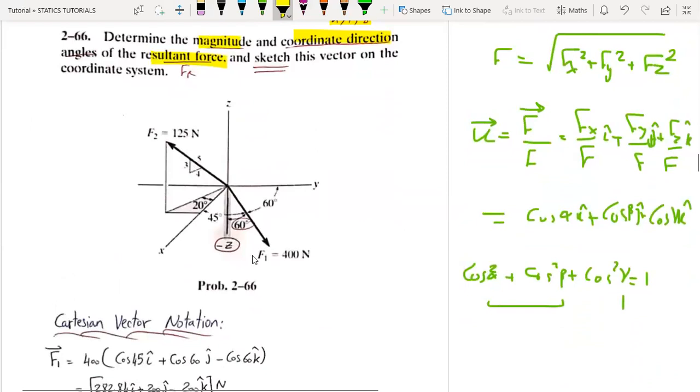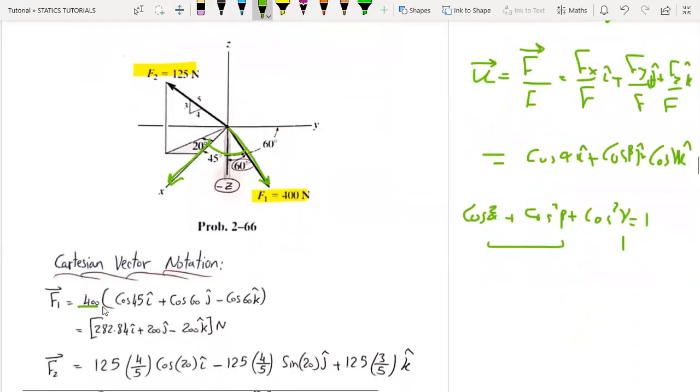So here we have two forces, F1 and F2. Here is F1, 400 newtons. If we take cosine 45, we'll get the component in the positive x direction. So 400 cosine 45 i hat. What about if we say cosine 60 degrees? We'll get the component in the y direction. So 400 cosine 60 j hat. And here we can notice the angle is given also here.